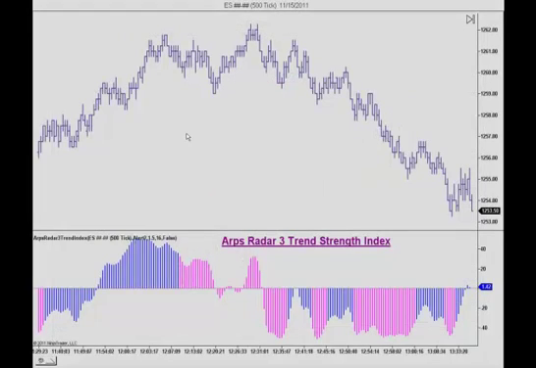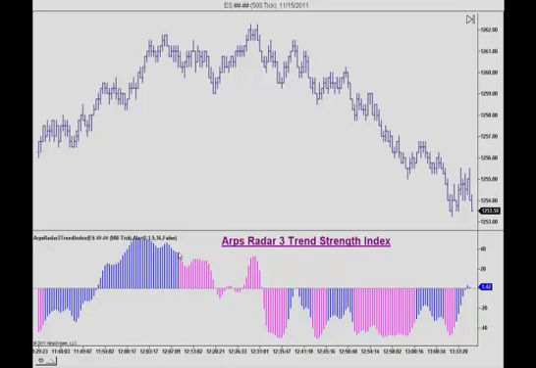So how do we identify the pullback 23? Well, as I said, we need to know the nature and strength of the trend in order to identify the pullback in the trend. And in order to identify the strength and nature of the trend, we use the Arps Radar 3 Trend Strength Index. Now the Radar 3 Trend Strength Index is a histogram that points up as it identifies bullish trend, and when the bullish trend is confirmed and strong, it points up and it's painted blue, and it points down when it's a bearish trend, and when the bearish trend is strong and confirmed, it plots pink or magenta.